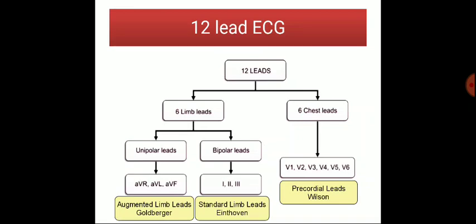The 6 limb leads are unipolar leads and bipolar leads. Unipolar leads, also known as the Goldberger augmented limb leads, are aVR, aVL, aVF. Bipolar leads are the Einthoven standard limb leads: lead 1, lead 2, lead 3. Chest leads are also 6 in number, and these leads are known as the Wilson precordial leads. They are designated V1 to V6.